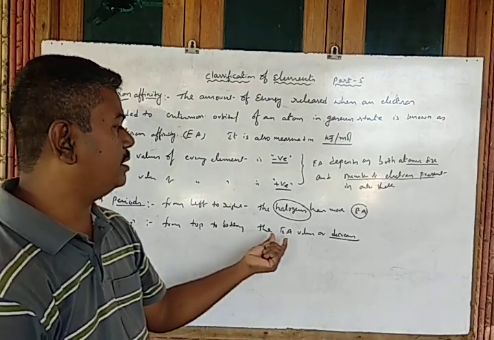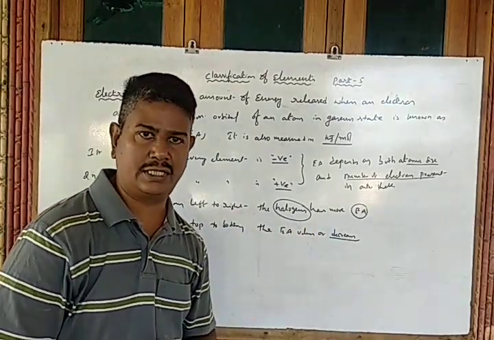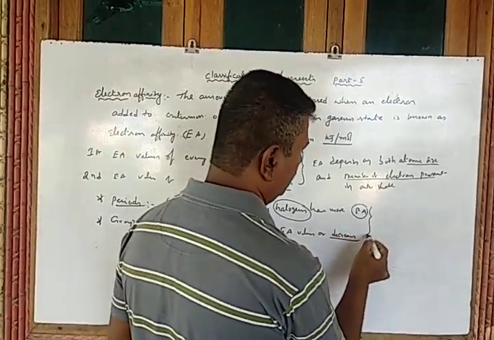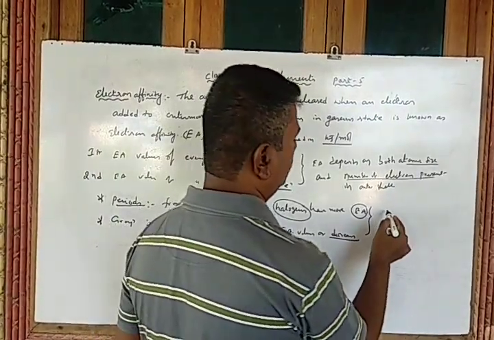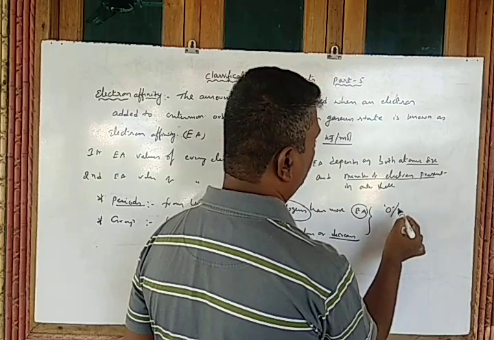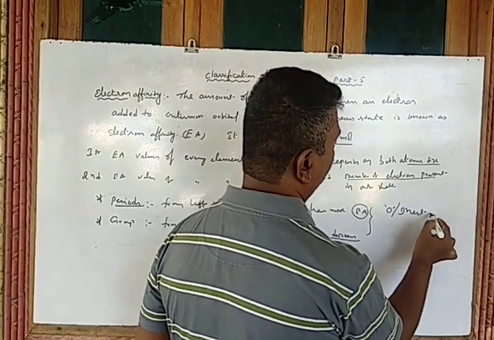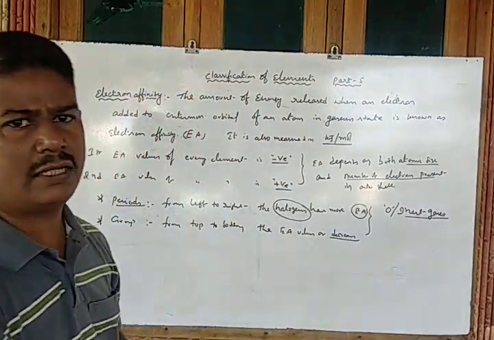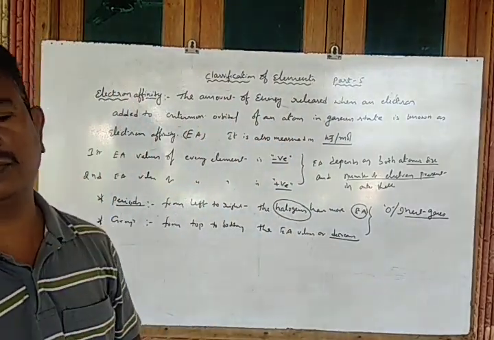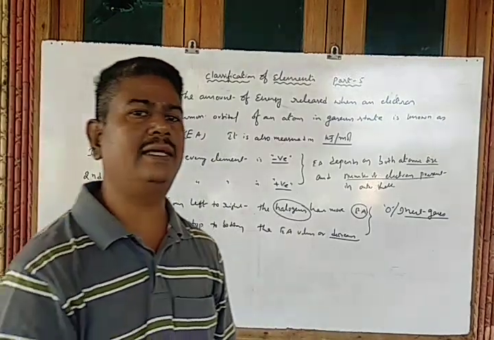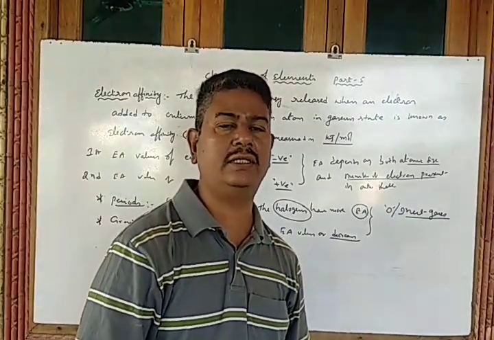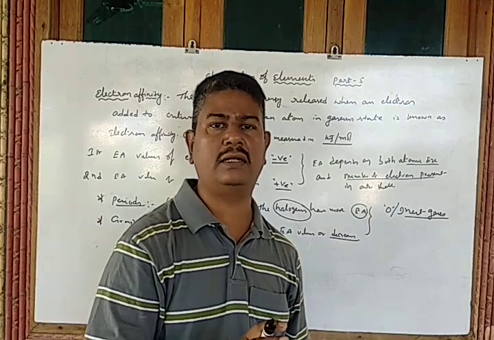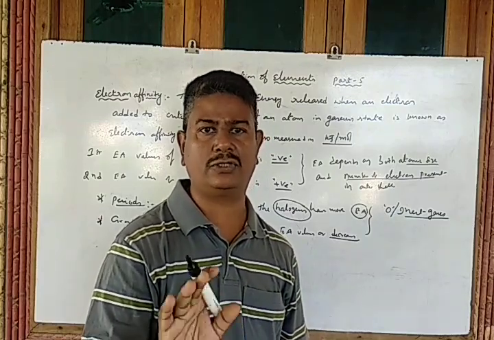From top to bottom, the electron affinity values decrease. Whereas in the case of the last group elements, that means zero group or inert gases, these elements' electron affinity is almost zero, because they already have an octet configuration in their outermost orbit. So that's why these elements do not require any electron.